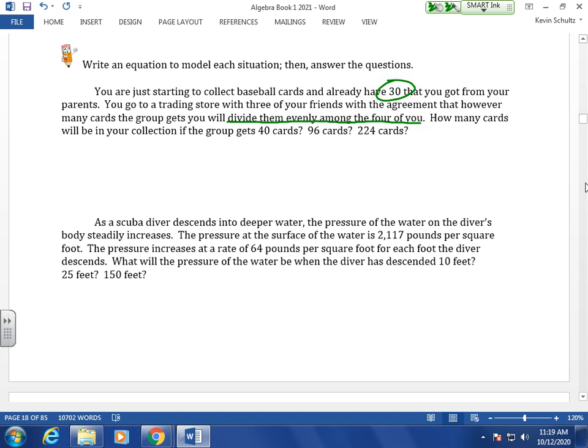Brent? N divided by 4 plus 30. Very good. N divided by 4 plus 30. Okay, the N representing the total number of cards, or the number of cards you get at the store, divided among the 4 of you, and then whatever that gets you, those are your cards from the store, but then you add the 30 that your parents gave you. Another option would be 1/4 n plus 30, because multiplying by 1/4 and dividing by 4 achieve the same thing, just like dividing by 2 and multiplying by 1/2. So either of those would be correct.